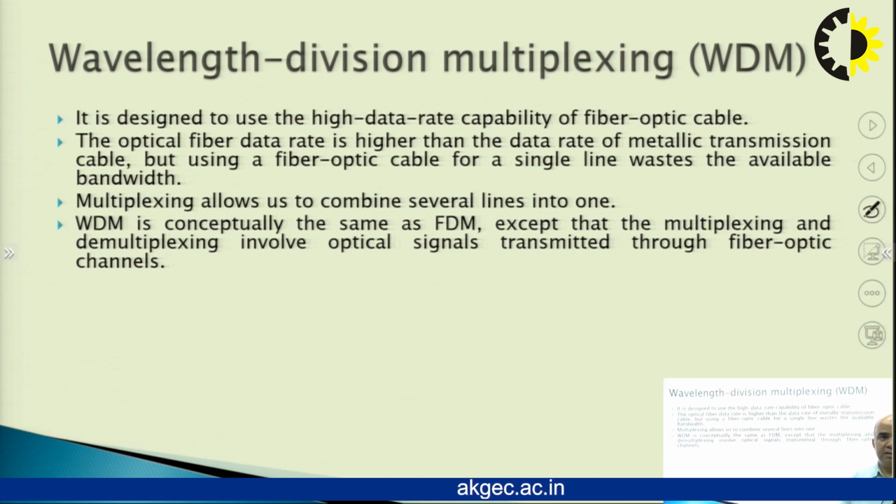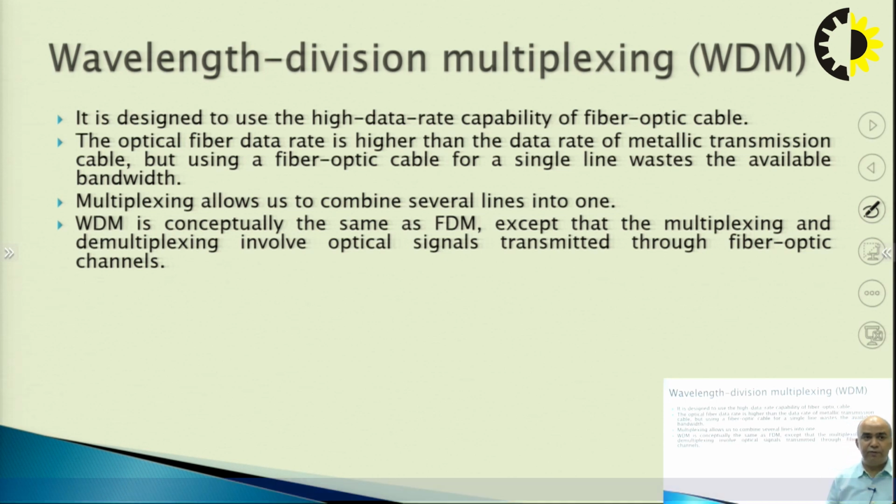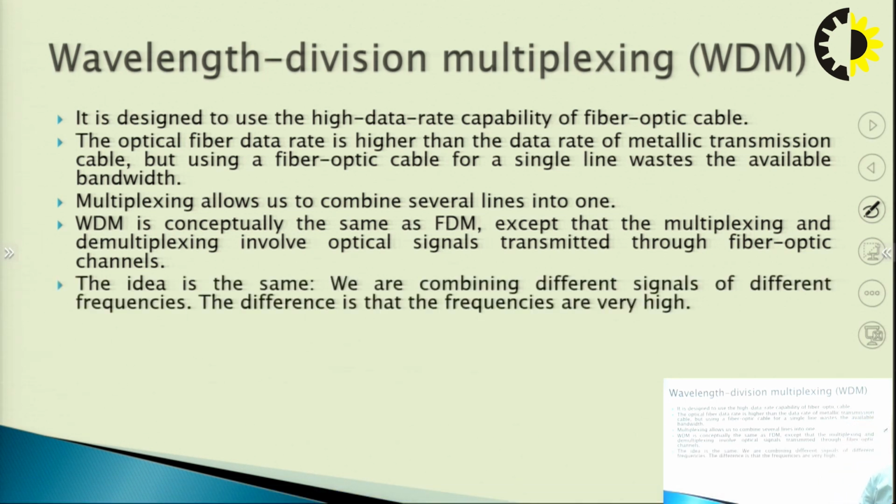Here the speed at which the data is transmitted is higher compared to FDM, that is frequency division multiplexing. So, the idea is the same: we are combining different signals of different frequencies. The difference is that the frequencies are very high in this case.